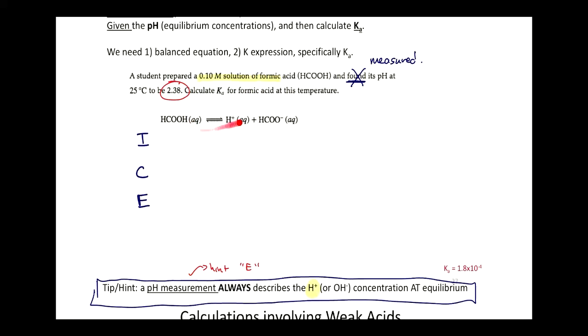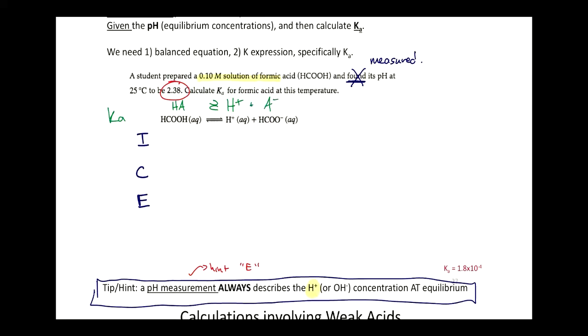So here's the equation for the Ka expression of formic acid. We want to use Ka because formic acid is a weak acid. So here I show you the actual chemical formula of formic acid, but you could also simply simplify this as HA breaks up into H plus and A minus.